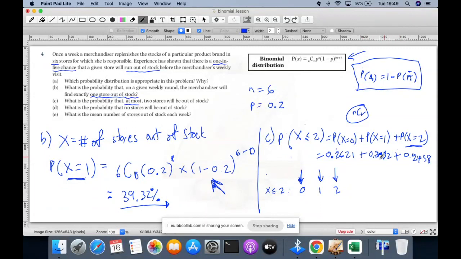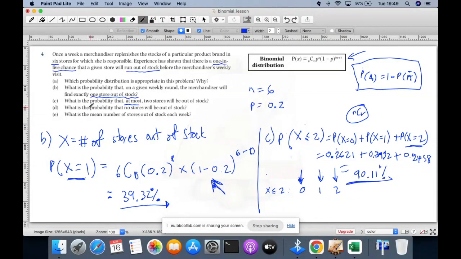Okay, when we add them up, your final answer would be 90.11%. Okay, that's how you work out cumulative probabilities. You have to take into account multiple x values, work out the probability of each of them, and then add them up. All right, so that's question C.